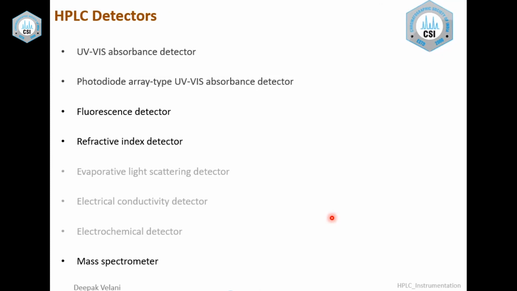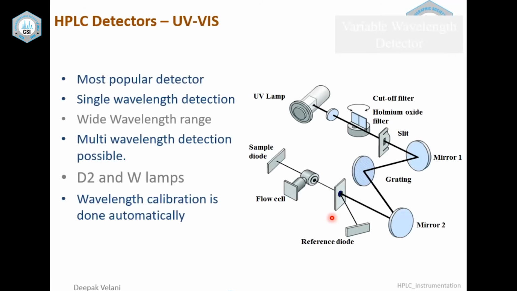We'll be discussing here UV-VIS, photodiode array, fluorescence, refractive index, and mass spectrometer. The rest of the detectors I will not go into in detail because they are not much in use. This is a simple UV-VIS optics and definitely the most popular detector. Here we are doing single wavelength detection. It can have a wide wavelength range, and multi-wavelength detection is possible. There are detectors that allow 2 or 3 wavelengths. There is a D2 lamp and a visible lamp, and wavelength calibration is done automatically. These are the features of UV detectors across all brands.